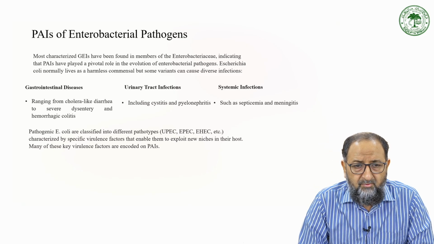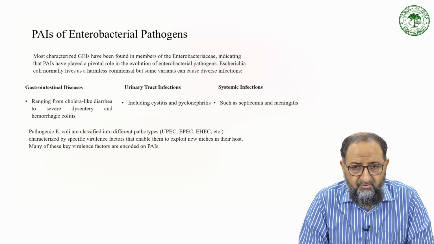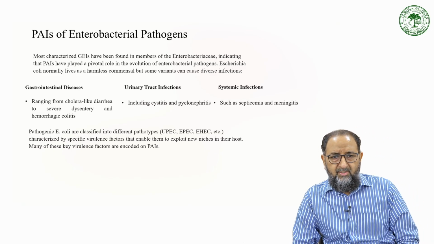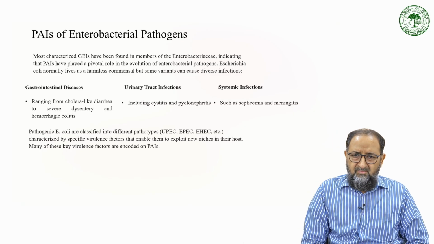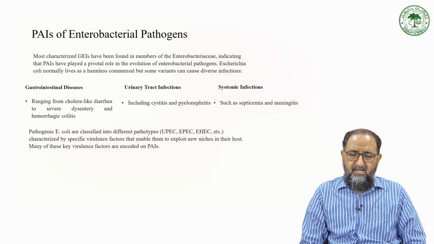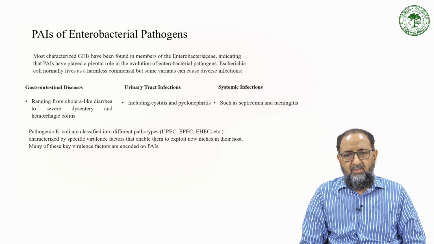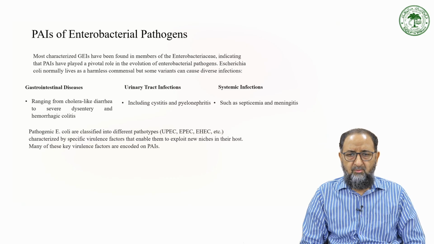So pathogenic E. coli, which may cause UTI infection, is classified into different pathotypes. We call them UPEC, EPEC, EHEC. So urinary pathogenic Escherichia coli, then we have enteropathogenic Escherichia coli, and then we have EHEC, etc.